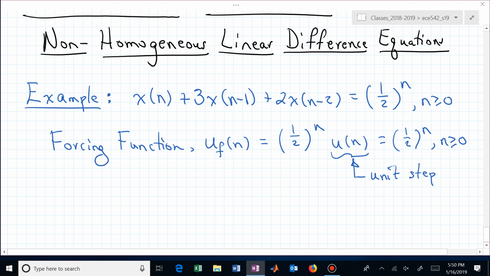Just when we're moving back and forth between different sources of information, you might see something like this, and now you just have to reflect back and say, okay, what is u of n? Are they using it as the input, or is it now the unit step? In this particular equation, I have u sub f as my forcing function, or my externally applied input, and u of n is the unit step.